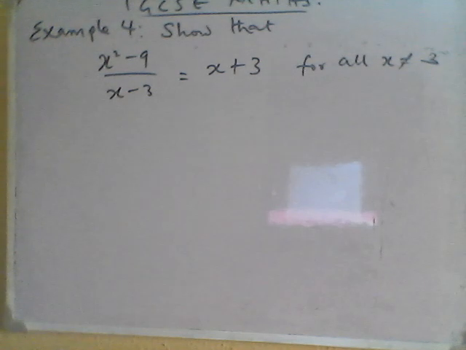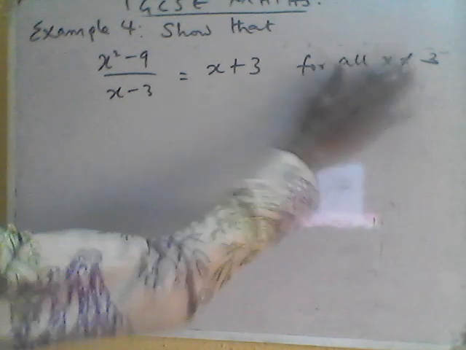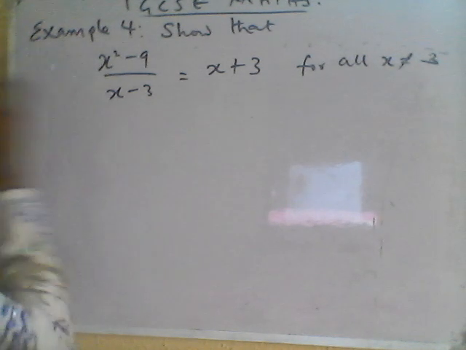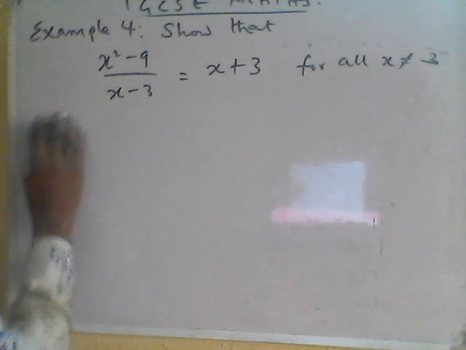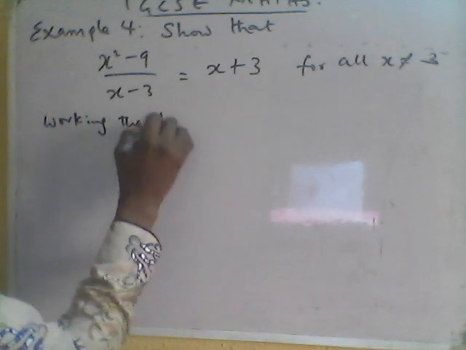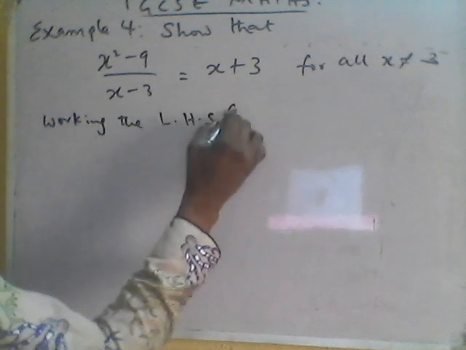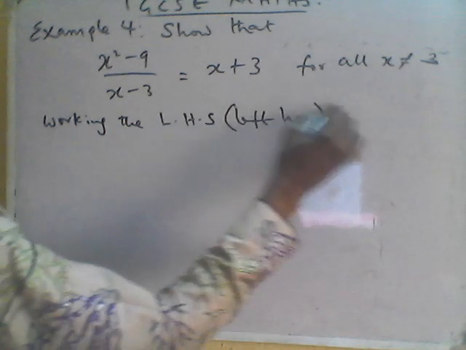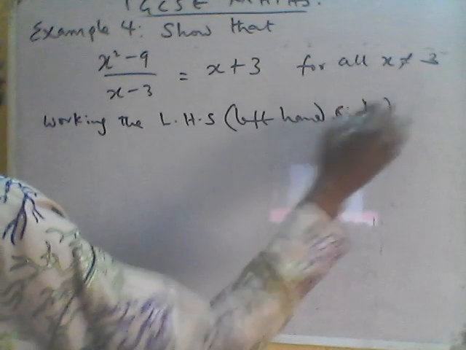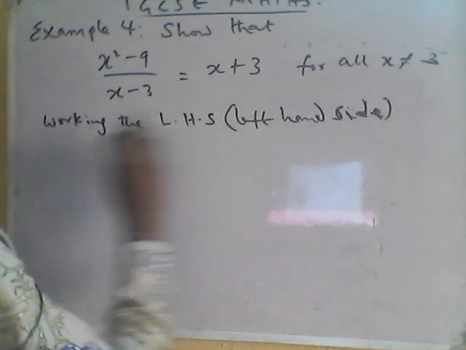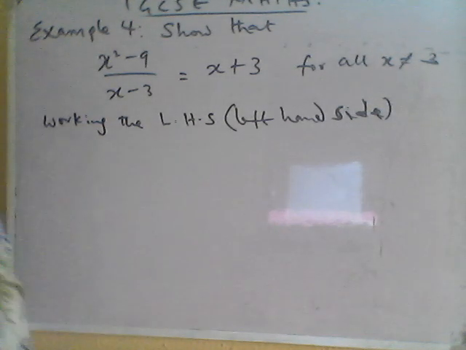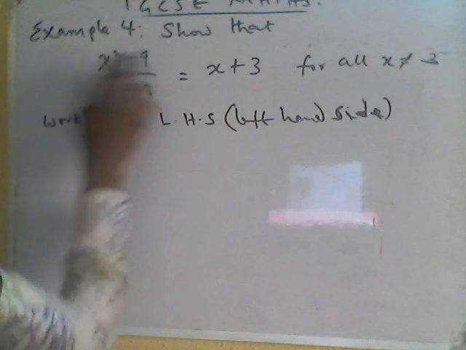So the first thing we'll do, now we know that x must not be equal to 3, we can come here and factorize the numerator. So I will say factorize, working on the LHS. You can define it as left hand side. You can itemize what you are doing. In mathematics, you can just write a short note of what you are doing gradually, step by step. So I'm working on the left hand side. Then I will now factorize the numerator.